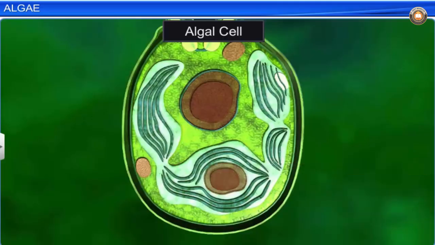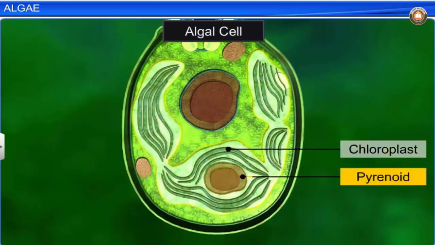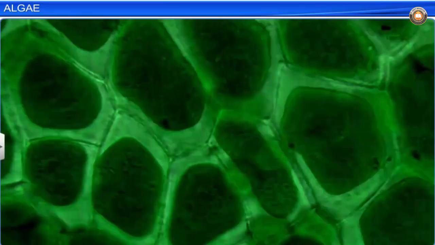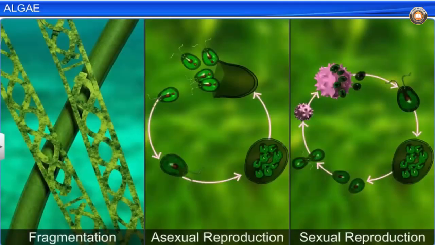The cell has several chloroplasts that contain pyrenoids, structures that have starch and protein. In definite chloroplasts, you can find the localized pigments chlorophyll A and B that give the algae the color of green grass. Green algae can reproduce vegetatively through fragmentation and asexually by flagellated zoospores, as well as sexually.